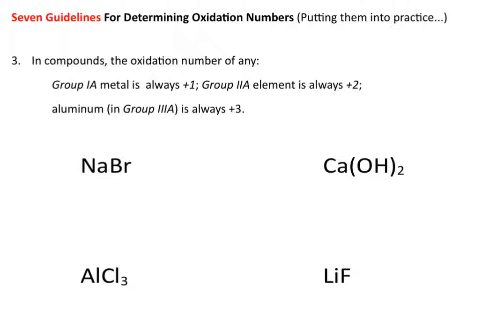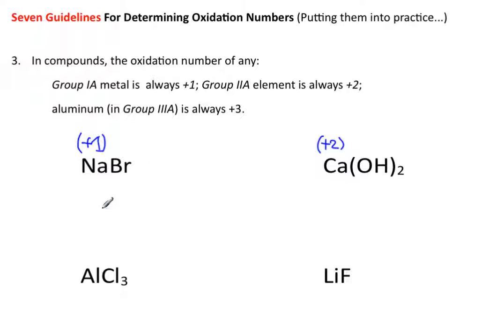Step 3, or guideline 3. So this really applies to the metals on the left-hand side of the periodic table. So in any compound, the oxidation number of every group 1 metal is 1+. So here's sodium with bromine. It's a group 1 metal, so it always will have an oxidation state of +1. A group 2 element will always be +2. So calcium hydroxide, its oxidation state is going to be +2 in that compound.